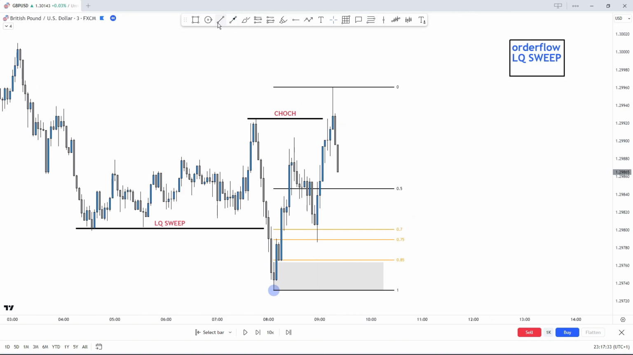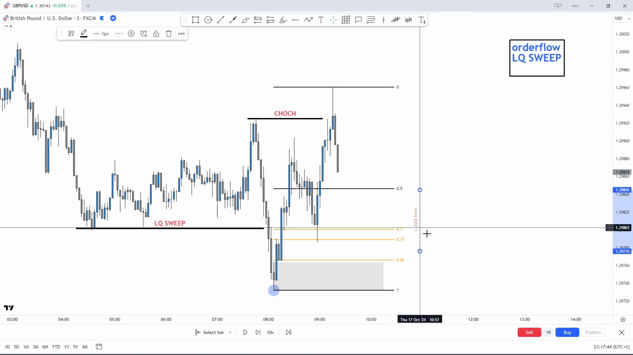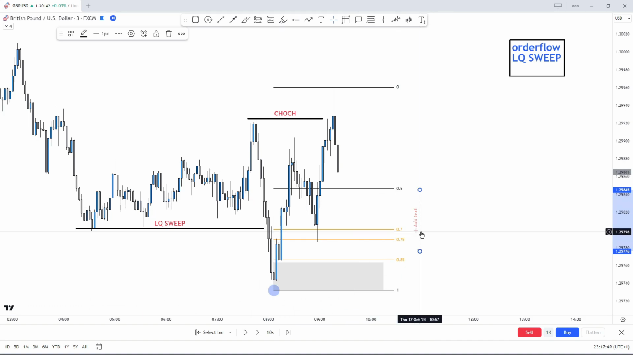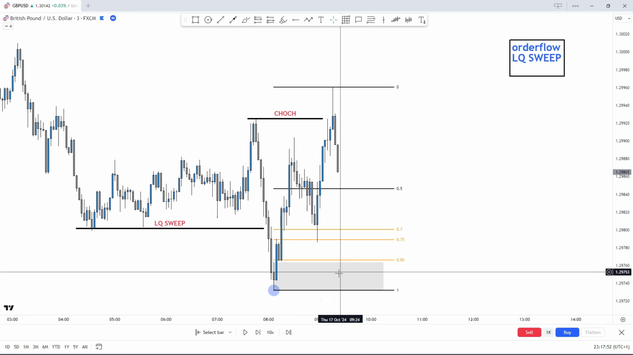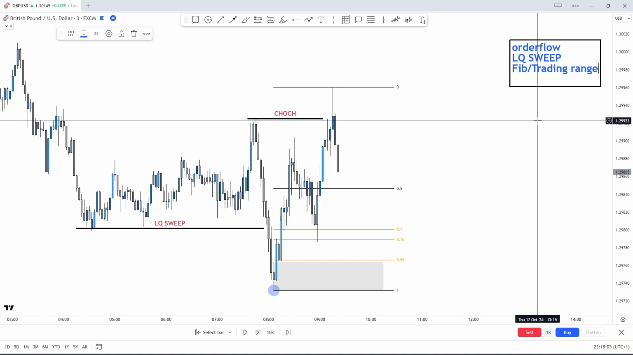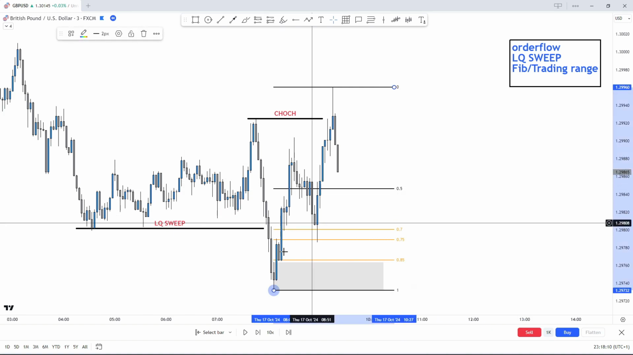First important thing is that we can see price is below this 0.5 level. The 0.5 level is here, and all of the golden zones and whatever, and our demand zone is below the 0.5 mark. So that is the most significant part, right? And yep, so we now know that this trade is part of our fib trading range. Perfect.